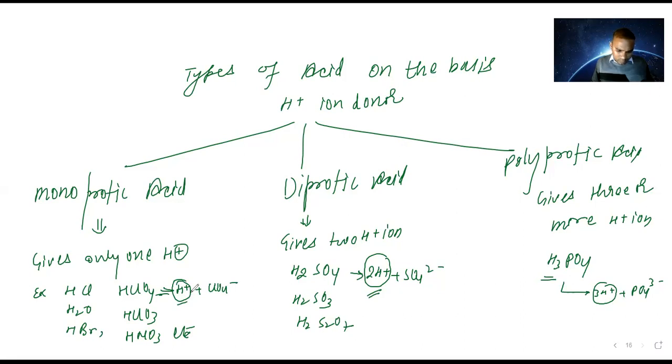So just to summarize, monoprotic donates 1, diprotic donates 2, and polyprotic donates more than 2.